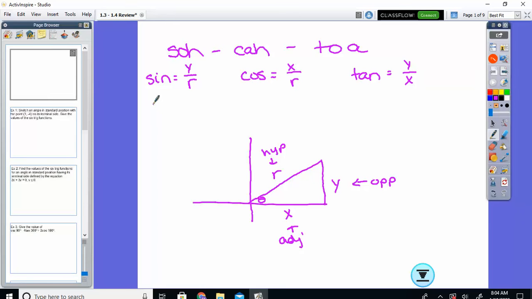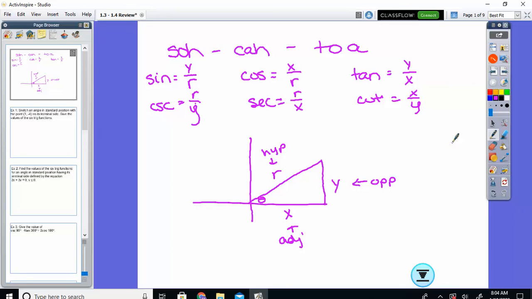What's the reciprocal of sine? So that means cosecant is r over y. What's the reciprocal of cosine? So secant is r over x. Reciprocal of tangent is? So cotangent is x over y. Alright, does everyone understand how we got this?